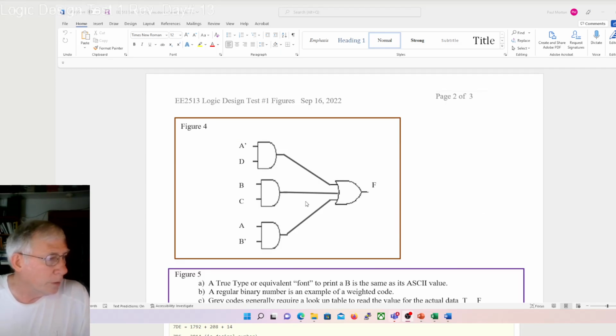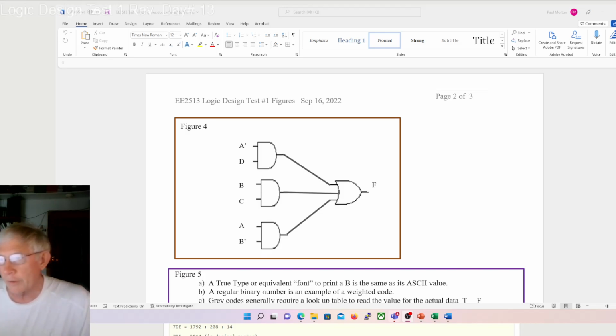All right, moving on. So figure 4. The question's on figure 4. This drawing shows a two-layer POS network. True or false? No, it shows a two-layer SOP network. Remember, SOP, we sum up the product terms. Product means AND, and the OR gate sums them up. A POS would have input OR gates and an output AND gate.